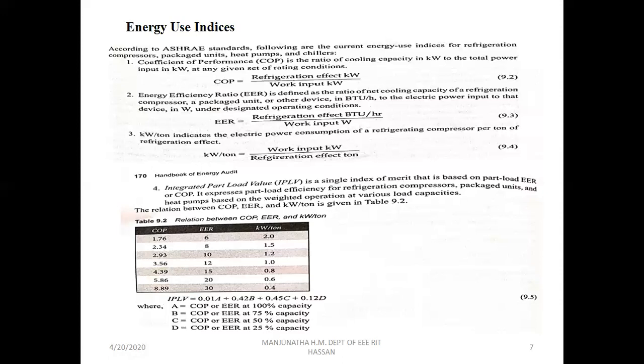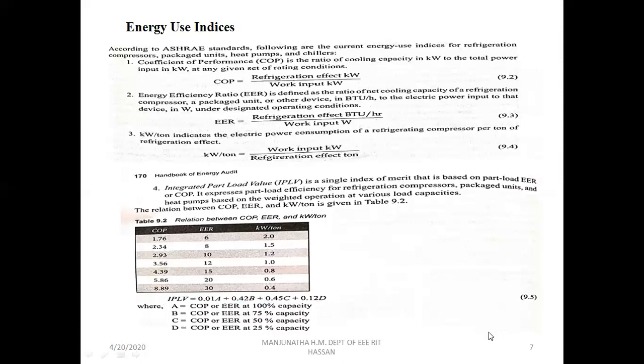So by using this formula, we are going to calculate the integrated part load value. That is, integrated part load value is equal to 0.01 A plus 0.42 B plus 0.45 C plus 0.12 D, where A is coefficient of performance or energy efficiency ratio at 100% capacity, B is 75% capacity, C is 50% capacity, and D is 25% capacity.